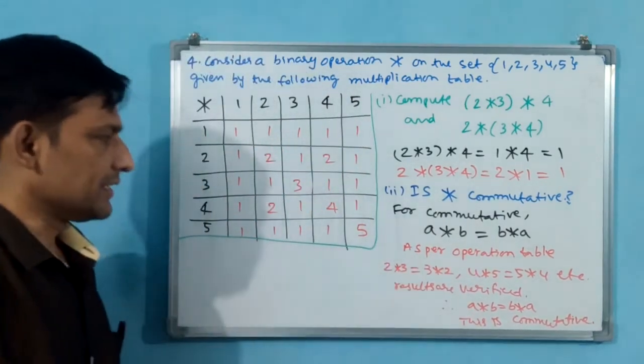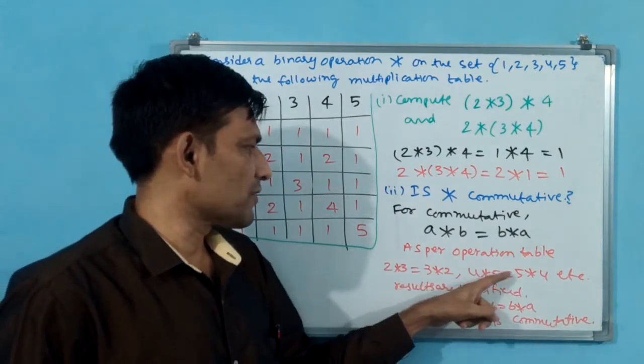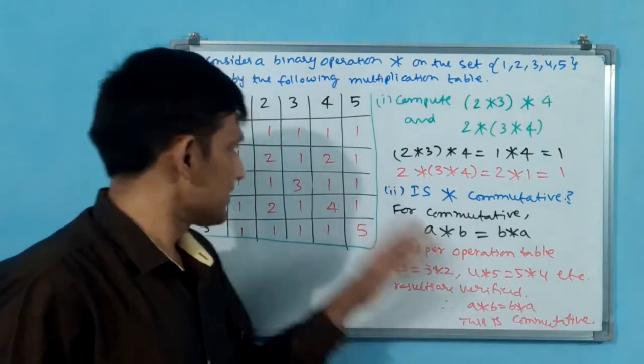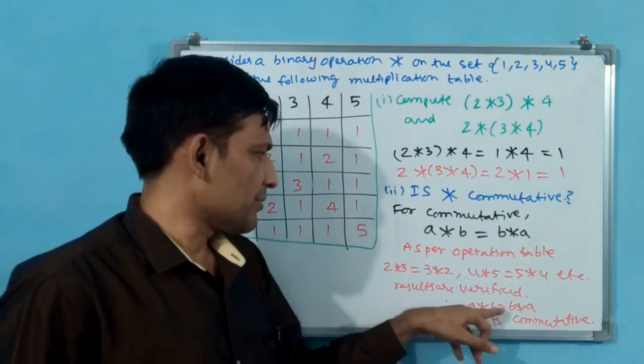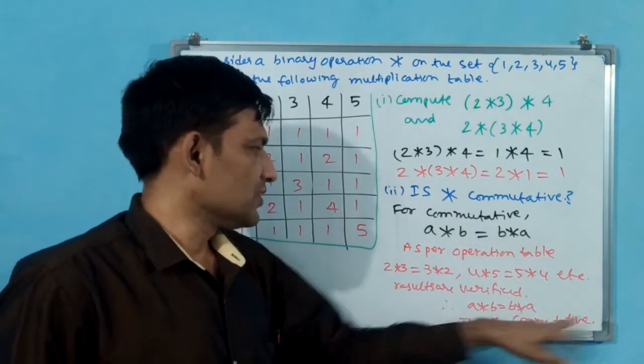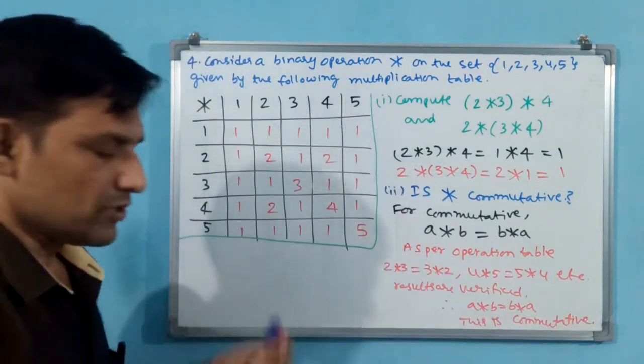Okay? Like that you write. As per operation table, 2 star 3 is equal to 3 star 2, 4 star 5 is equal to 5 star 4, etc. That means like this all are there. Results are verified. Therefore, A star B is equal to B star A. This is commutative.